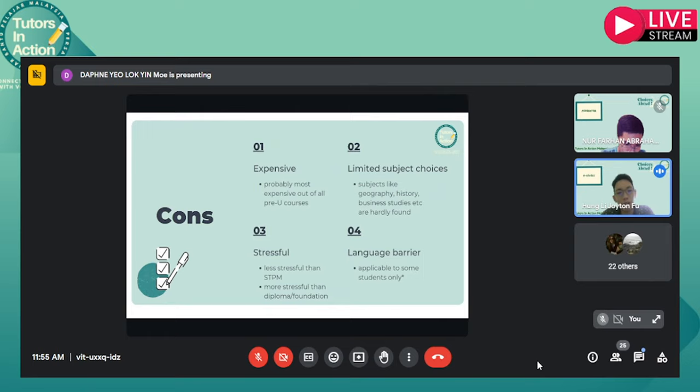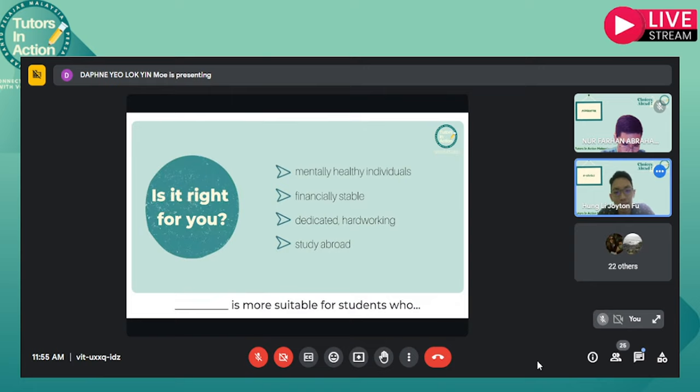All right, so is it right for you? Number one, definitely mentally healthy individuals, because you'll be put through a lot of stress and a lot of unpredicted circumstances. Second one is financially stable, of course, sorry, because it's expensive. Third, dedicated and hardworking, definitely. I think this applies to every single course that you want to study.